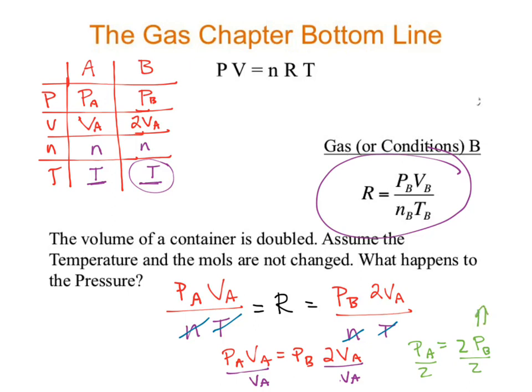I love the nonlinear aspect of this. I get 1/2 PA equals PB. My new pressure is now 1/2 the size of the starting pressure. Being careful with your frame of reference can help you out in nailing that down.